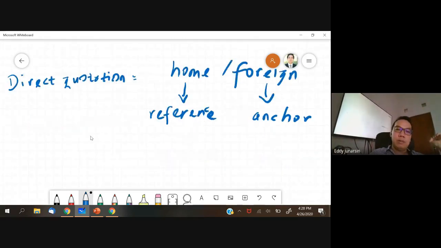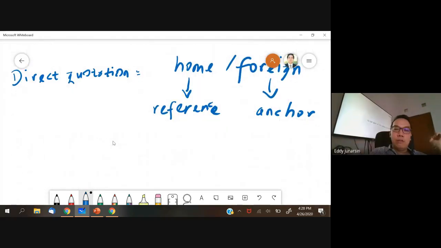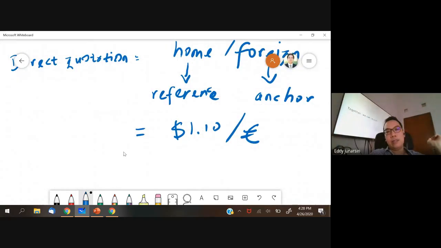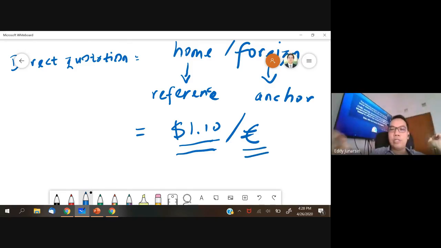Okay, so let me give you an example. If you mention something like maybe 110 per euro, so this is a direct quotation for the United States. Okay, so direct quotation for the United States because you mentioned your home currency in front, right, and the foreign currency at the back.